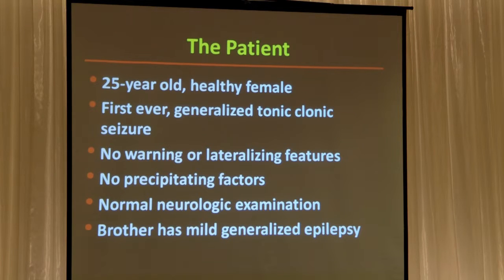She had no aura, no lateralizing features either during or after the seizure, and no obvious precipitating factors. Her neurologic examination is normal. And the only really interesting thing in the family history is a brother who has an occasional generalized seizure without any clear etiology.